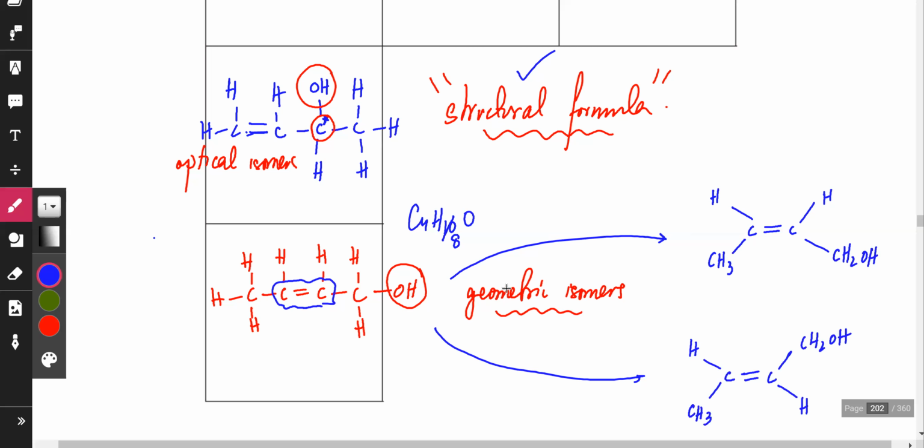As long as you're drawing the structural formula, both of these would look like this. Or if you write the condensed version, they would look like this: CH3, CH double bond CH, and CH2OH. By just looking at the structural formula, you wouldn't know whether you're talking about this molecule or this molecule.